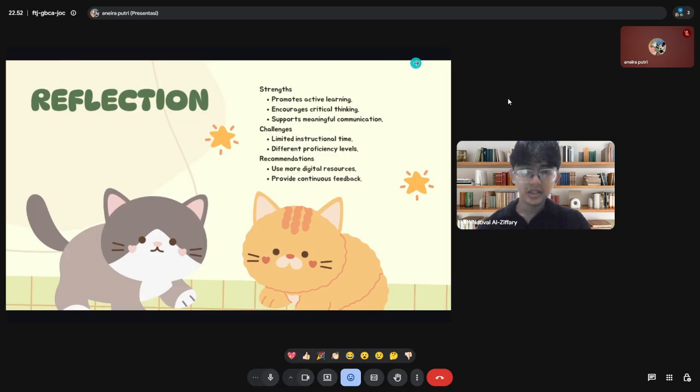In my opinion, this lesson plan has several strengths. It promotes active learning, encourages critical thinking, and provides meaningful learning experiences for students. However, there are also some challenges such as limited instructional time and differences in students' English proficiency levels. To improve the effectiveness of learning, teachers should maximize the use of digital resources and provide continuous feedback according to students' needs.